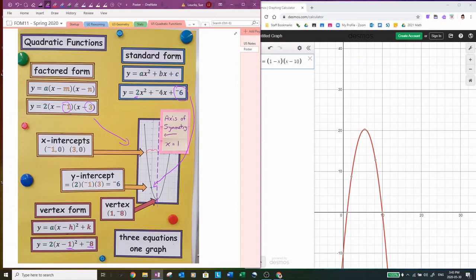3 equations, same graph. All 3 of these equations that I've got here, this equation here, and this equation here, and this equation here, are all this same graph. Okay, they're all, is that going to work for me? Can't see it. They're all this graph.